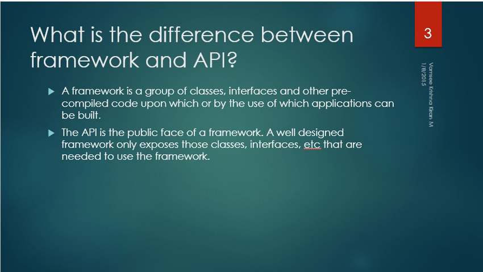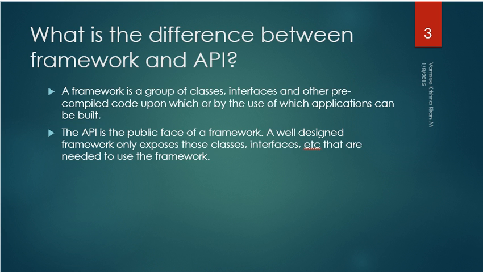Now, what is the difference between a framework and an API? Generally, the framework is a group of classes, interfaces, and other compiled code upon which we write our own applications so that these applications can compile on a set of classes utilizing their functionalities and give us an output. So typically your framework is nothing but a group of classes and some other group of interfaces which we use in order to develop our own applications and run them.